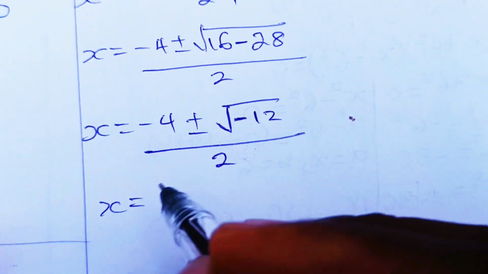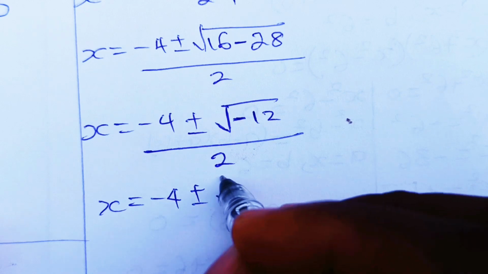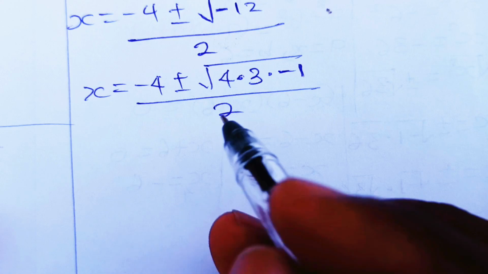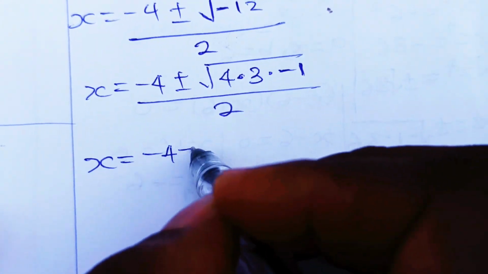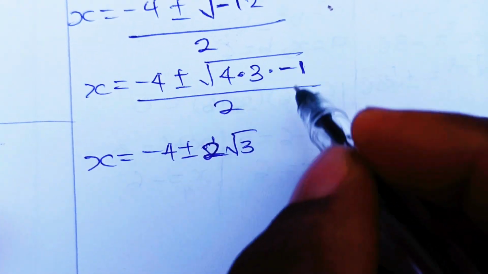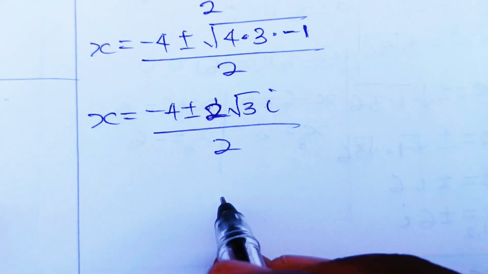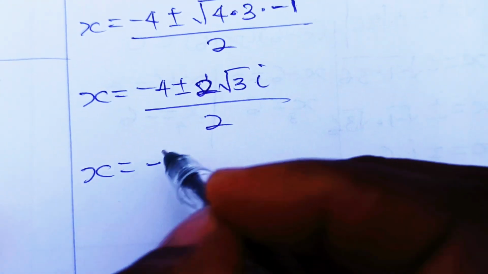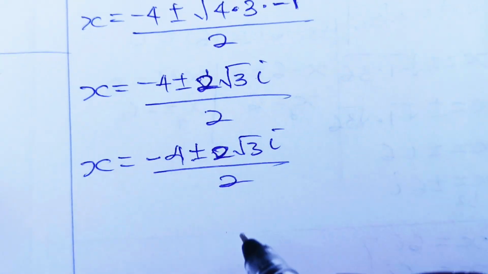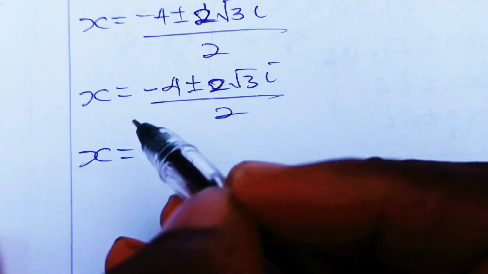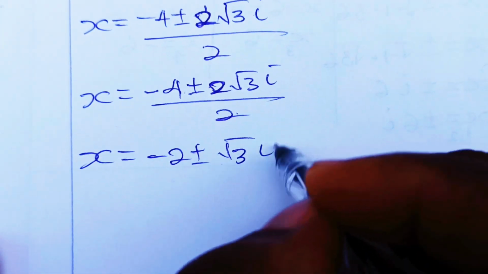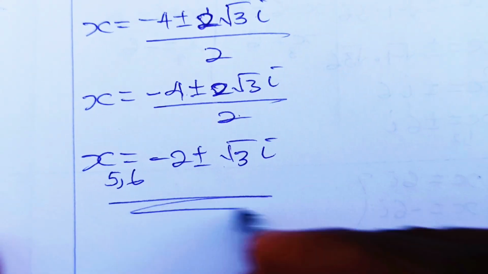So we have that x is equal to minus 4 plus or minus square root of 4 multiplied by 3 multiplied by minus 1, everything divided by 2. So we can write that x is equal to minus 4 plus or minus square root of 4 is 2, root 3, and square root of minus 1 is i, everything divided by 2. Therefore x is minus 4 plus or minus 2 root 3i divided by 2. That means x is minus 4 divided by 2 is minus 2, plus or minus 2 divided by 2 is 1, we have root 3i. Now this is the fifth and the sixth value of x.